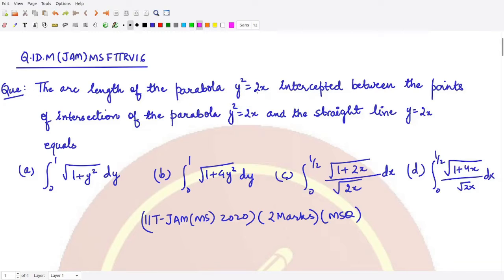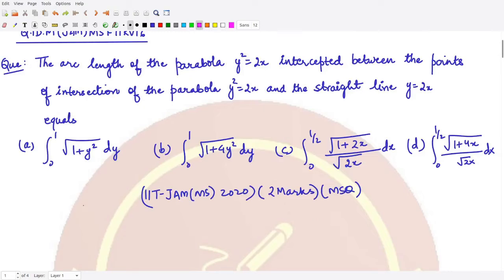And the arc length is measured between the points of intersection of the parabola y square is equal to 2x and the straight line y is equal to 2x. So, in order to understand this question, let's first of all have a graphical look for this question, right?